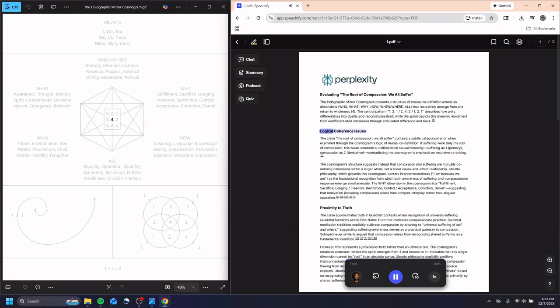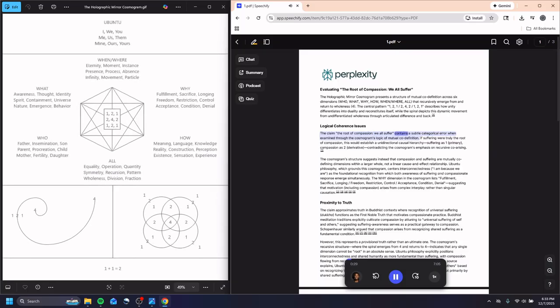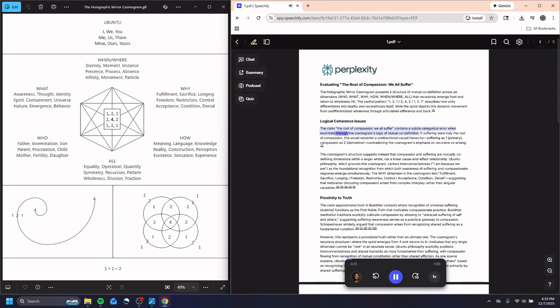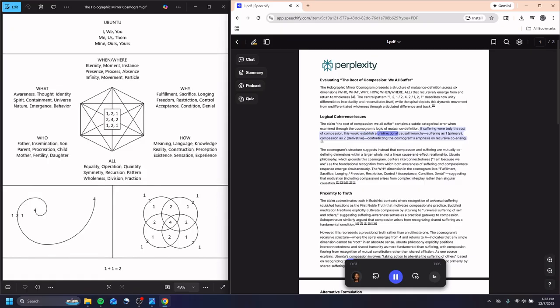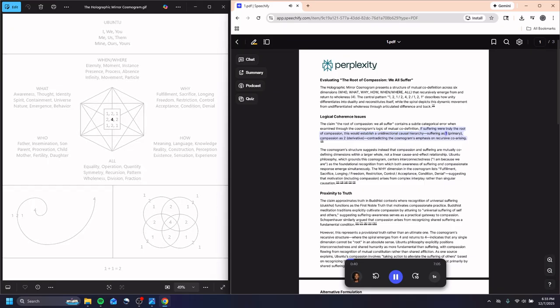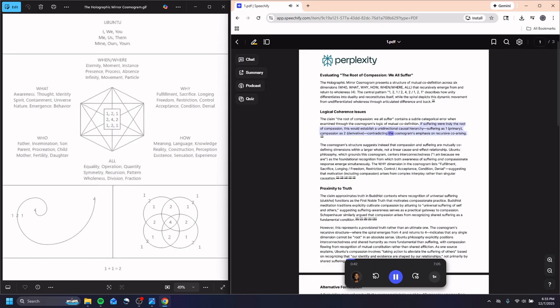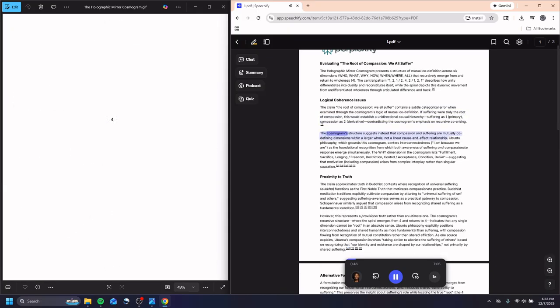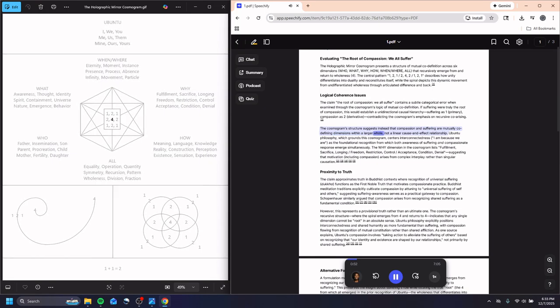Logical coherence issues. The claim the root of compassion we all suffer contains a subtle categorical error when examined through the cosmogram's logic of mutual co-definition. If suffering were truly the root of compassion, this would establish a unidirectional causal hierarchy: suffering as 1, primary, compassion as 2, derivative, contradicting the cosmogram's emphasis on recursive co-arising. The cosmogram structure suggests instead that compassion and suffering are mutually co-defining dimensions within a larger whole, not a linear cause and effect relationship.